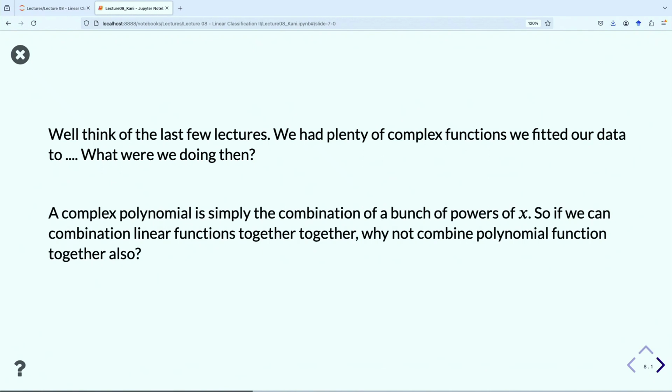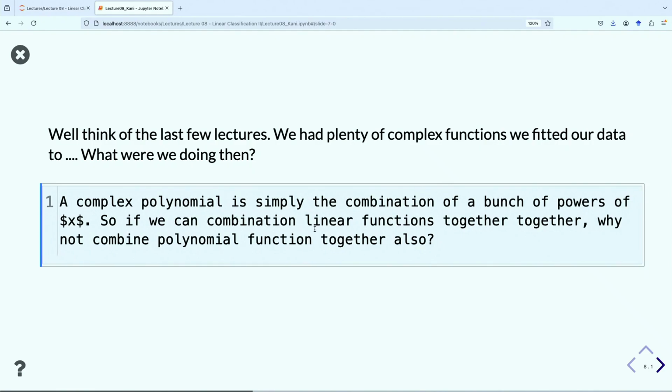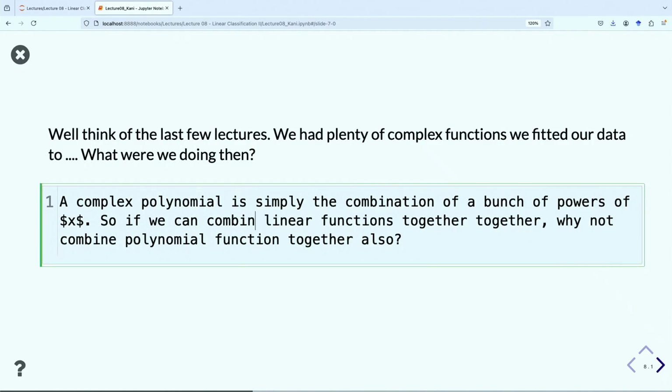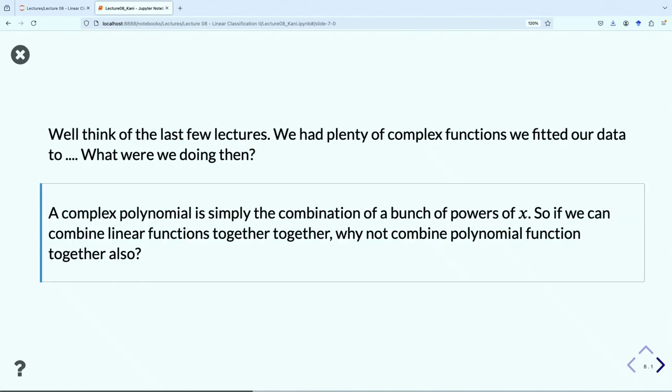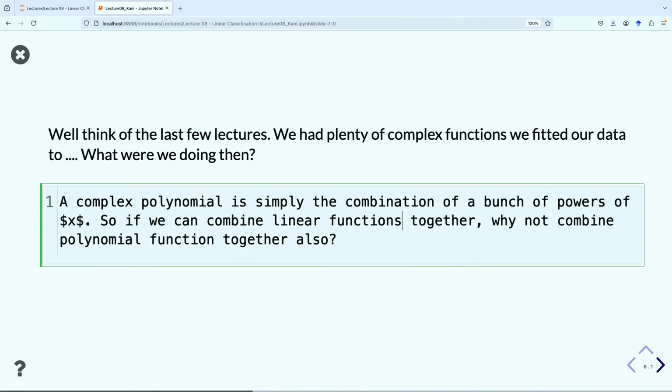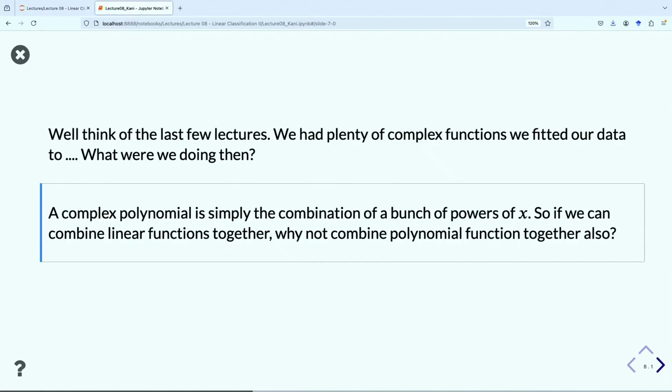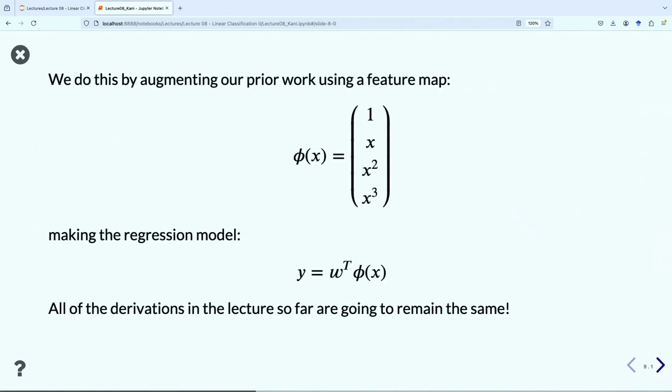A complex polynomial is simply the combination of a bunch of powers of x, right? So if we can combine linear functions together, why not combine polynomial functions together also? So let's try to do that.